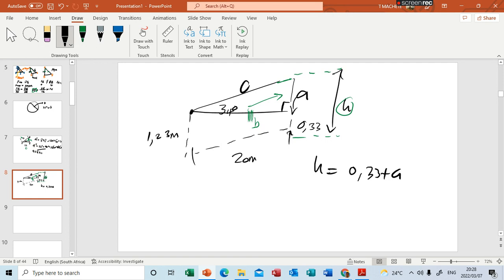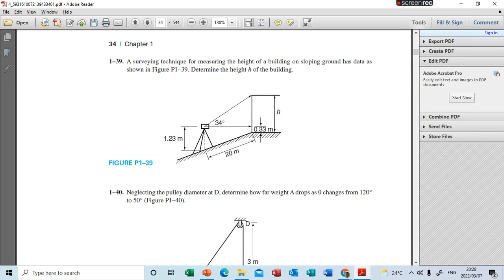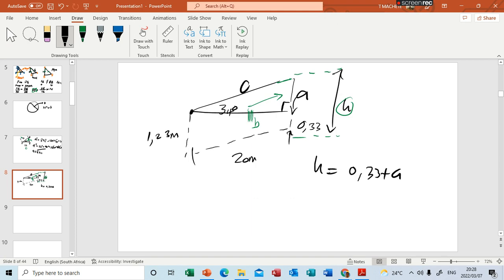Let's see what we are given. What else are we given? Okay. So there, you're given the total, that 20 there. You have to use that 20.